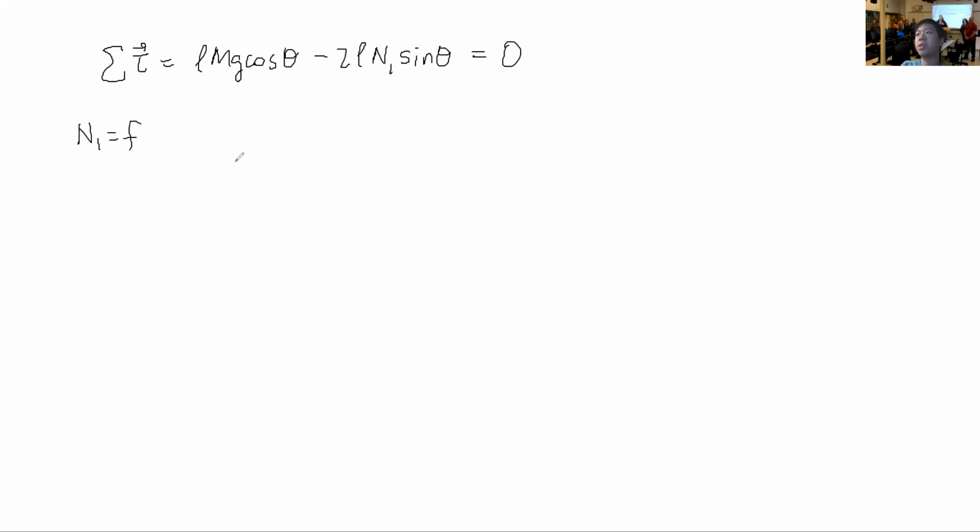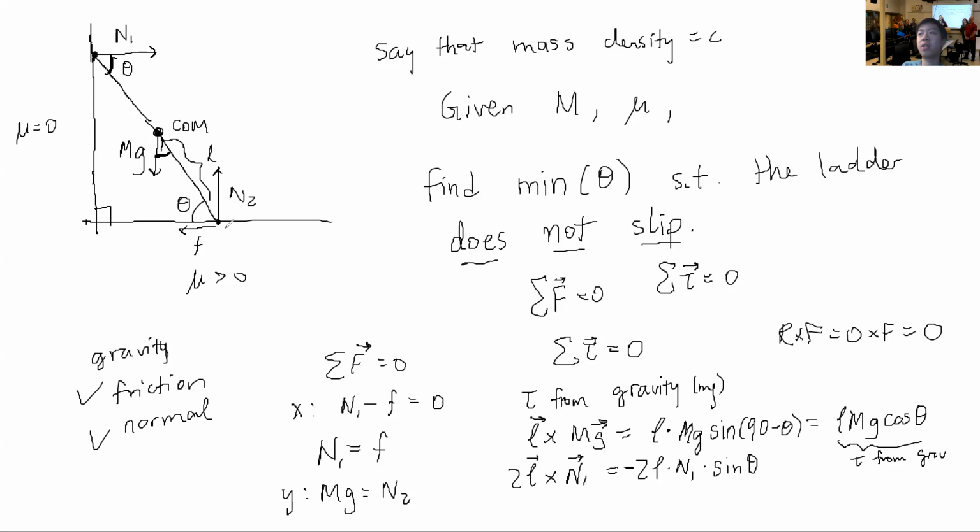And then what is the frictional force? There is no friction on the wall, but I'm talking about the friction on the floor, right over here. Oh yeah, that is N2. Wait, no, I'm talking about N1 over here because that's what we had with the cross product. Friction is on the floor. So what is the value of friction? Why are we talking N1? Because N1 is equal to F.